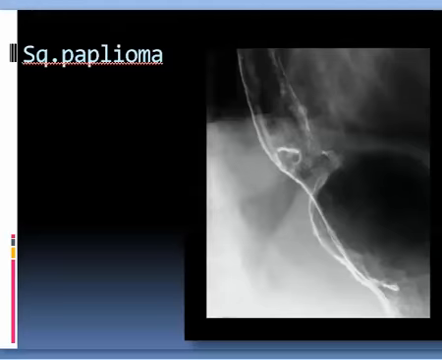This is a solitary lesion which is large, coming from one side, and eccentric in location, surrounded with contrast, almost smooth. This is the appearance of a leiomyoma. This is the appearance of a squamous papilloma, appearing as a protrusion inside the lumen, delineated with barium, so a smooth outline and well-defined margins, but it is connected to the surface at one side.